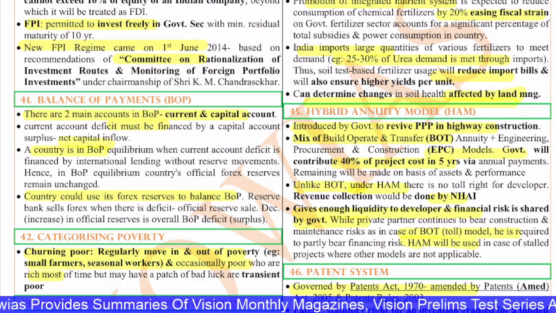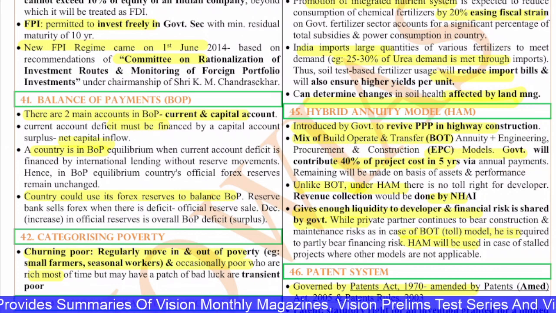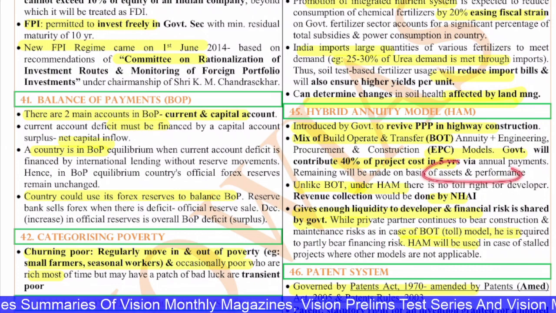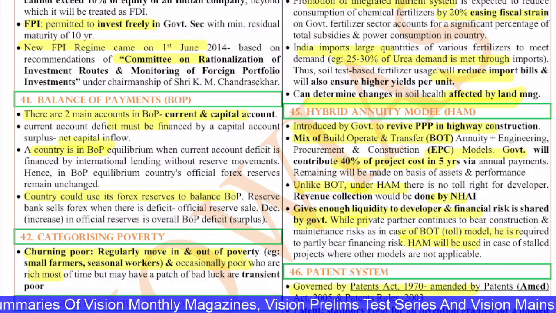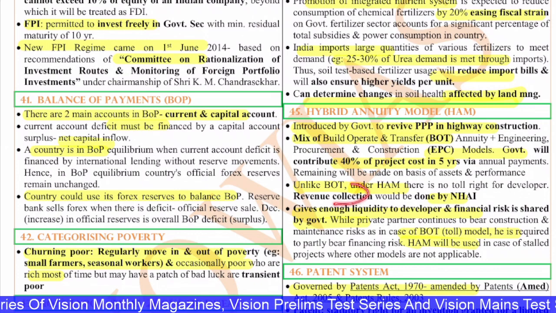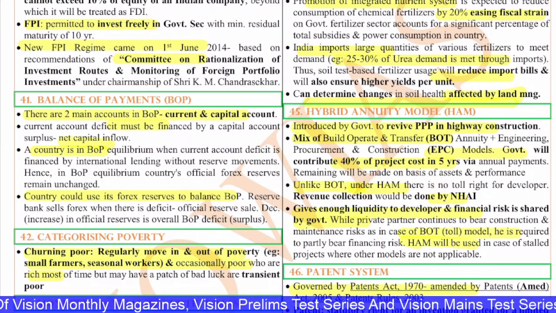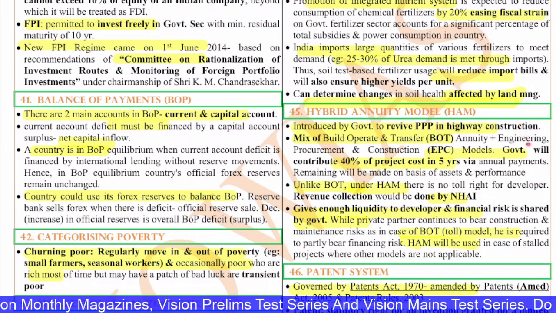In this, the government will contribute 40% of the project cost in 5 years via annual payments, and the remaining will be paid on the basis of asset creation and performance. Unlike the build, operate, transfer model, in this HAM there is no toll for the developer. The revenue collection would be done by the National Highway Authority. So, it is a mix of two important PPP models, the build, operate, transfer, and EPC, engineer, procure, construct.